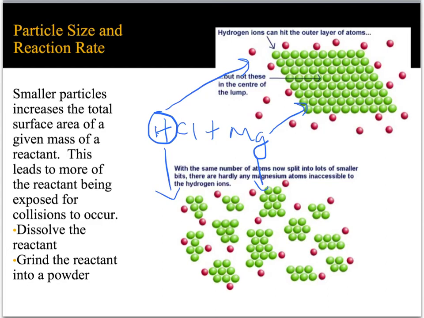Okay? So a great way to adjust particle size is you could dissolve the reactant and so let the reaction happen in solution, or like this picture shows you, grinding the reactant up or cutting it into really tiny pieces.